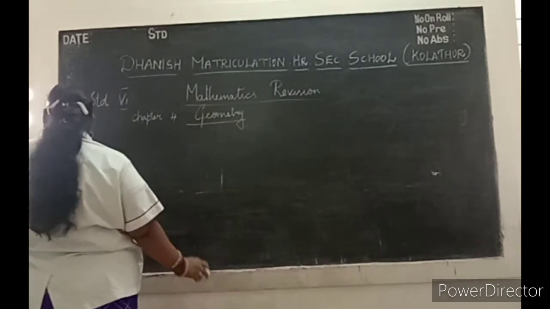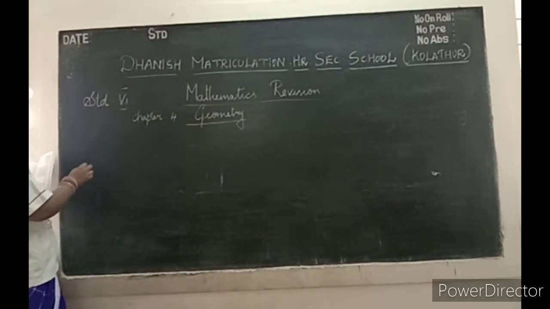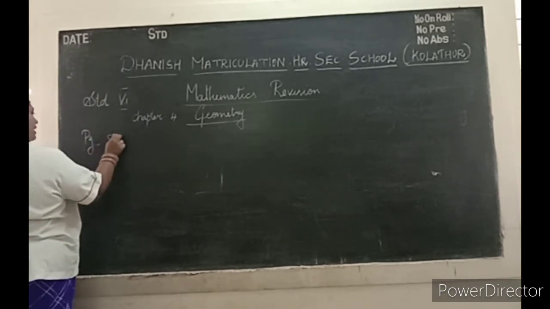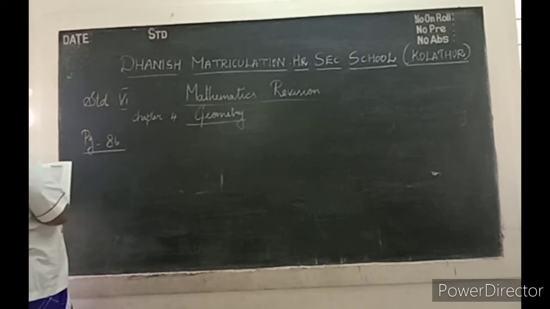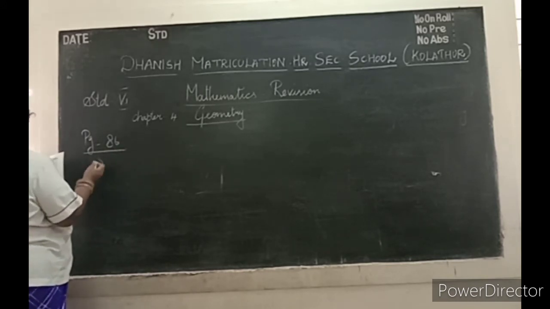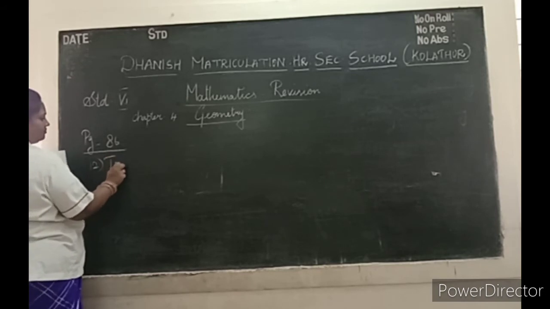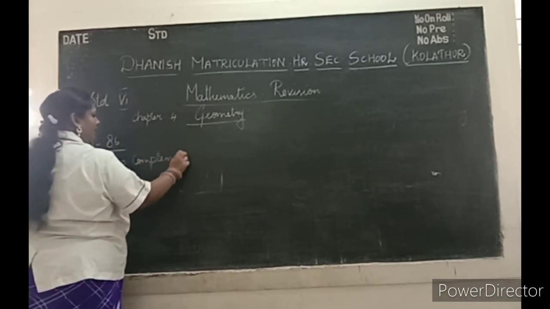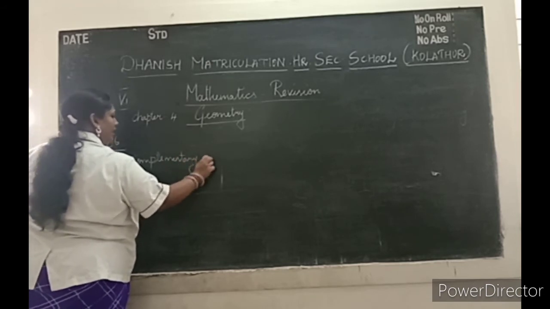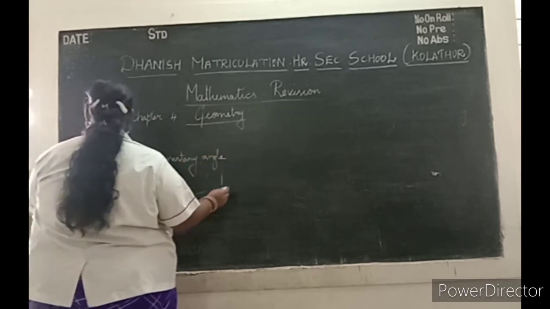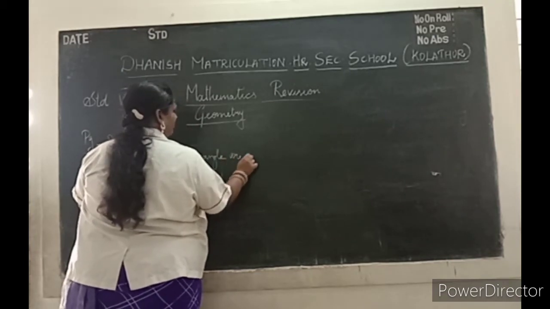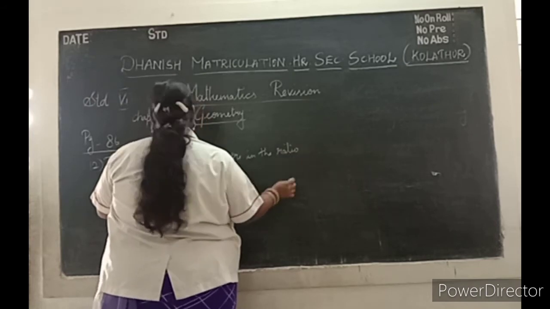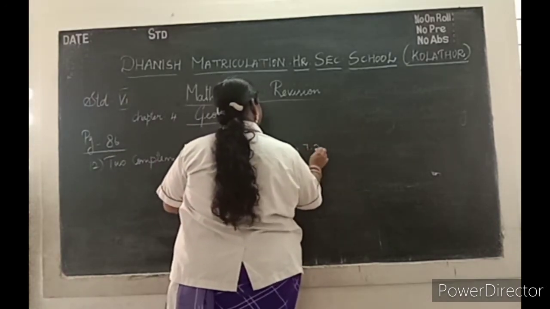See this one. This question is important. Please listen carefully. I am just going to another one. Page number 86, question number 12. See what is given: two complementary angles are in the ratio 7:2.